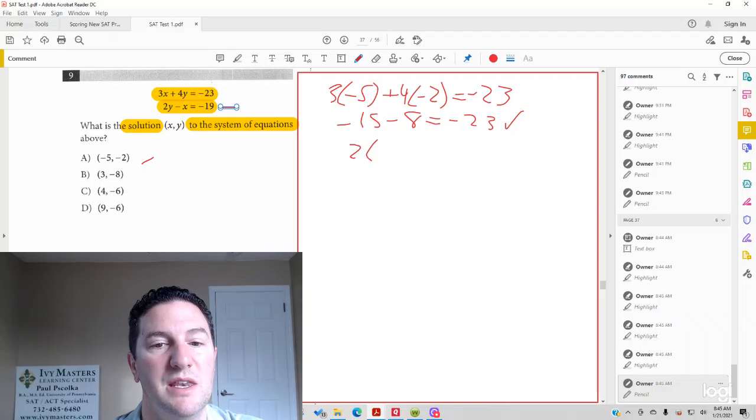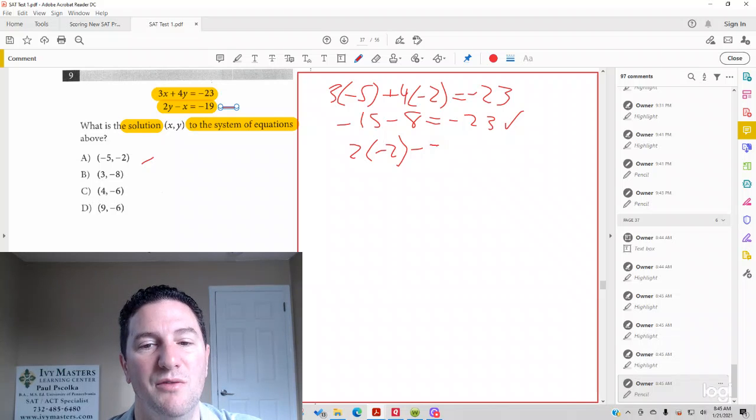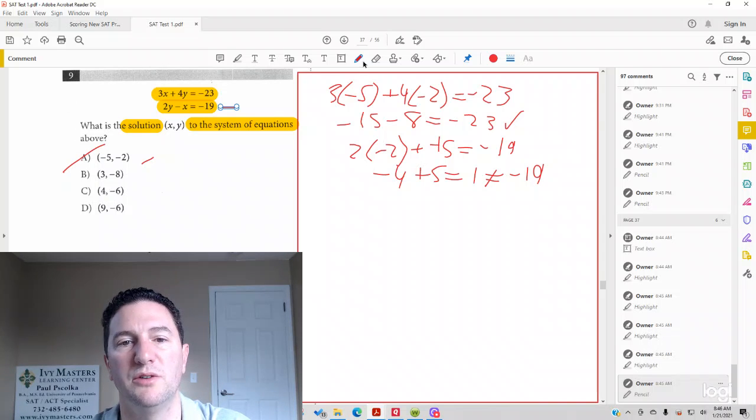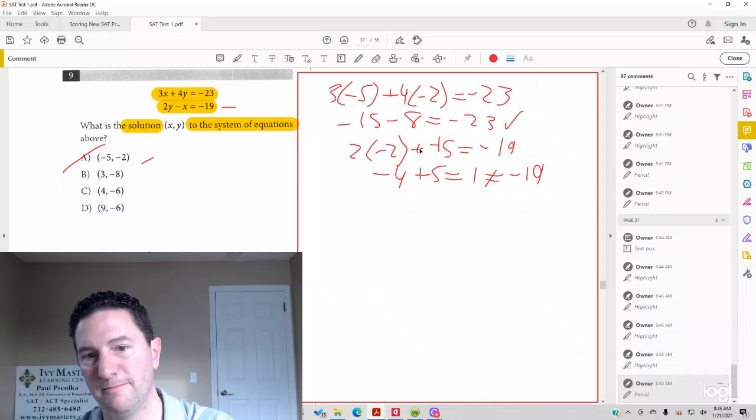2 times negative 2, remember the y is attached to the 2, minus, and then notice your x is a negative 5, so it's minus a negative 5 equals negative 19. Now we get negative 2. When you subtract a negative, you add a positive, plus 5, and we get 1, which does not equal negative 19. Answer choice A is gone. Okay, we move on to answer choice B.